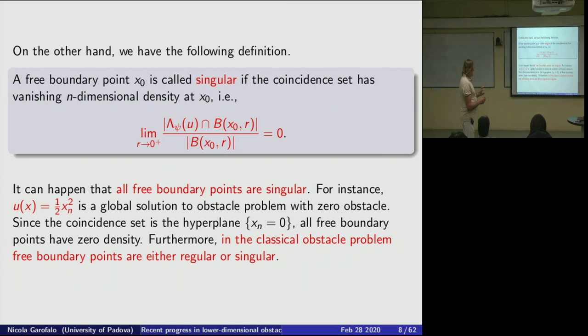Now, in the classical obstacle problem, since these two definitions, the one I gave you before of regular point and the one I'm giving you now, singular point, are mutually exclusive, there are only two types of points, either regular or singular. Good. So at least we know what is the enemy that we need to face.